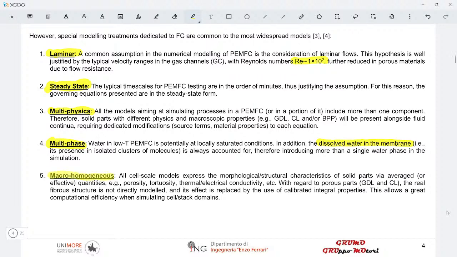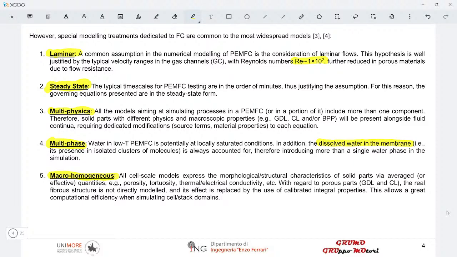Finally, macrohomogeneous. Macrohomogeneous is a way to model, to represent porous materials, which is extremely convenient from a computational point of view, and most of the times also necessary. What does this mean? You might think of a porous material as maybe a foam, a material where you have some solid leaving some space, some volume for the fluid flowing within. So foams are porous materials.